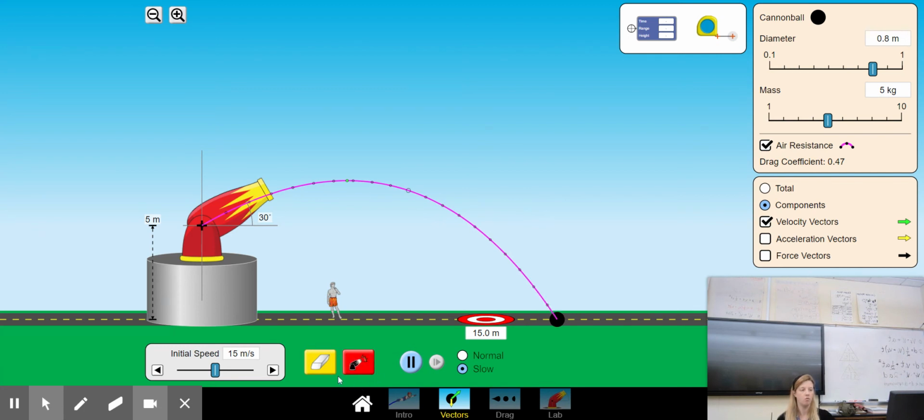Well, what I saw, and we'll watch it again in just a minute, was that when it first started out, there was a component of the velocity that was pointing upwards, and there was another component pointing to the side. So there were two components when you first started out, unlike when we launched it straight to the side. Let's watch it one more time.